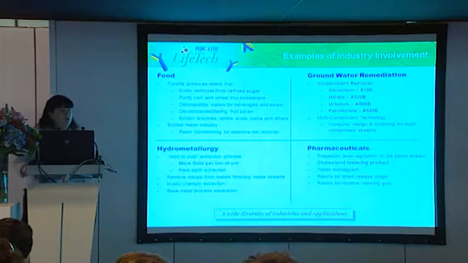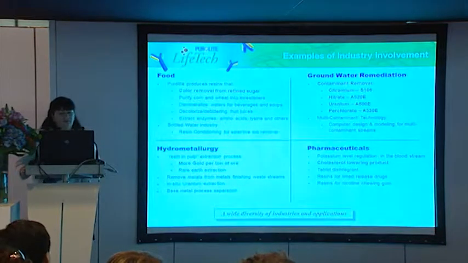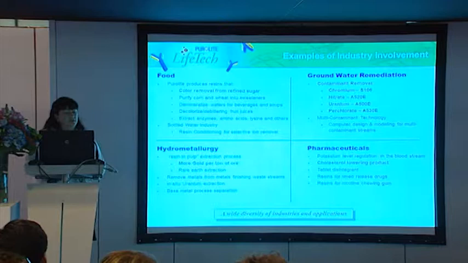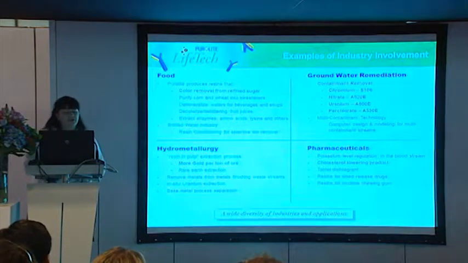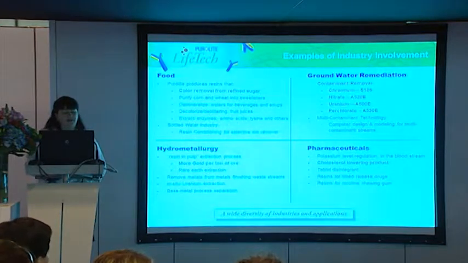Just to give you examples of the variety of products that we provide in different industries. For food, we have nice examples of resins for color removal from the refined sugar, in the production of sugars. In groundwater remediation, we have nice products for removal of contaminants such as chromium, uranium, or perchlorate. We are very strong in hydrometallurgy, so we have resins specific for the extraction of gold, silver, or other precious metals and rare earths.